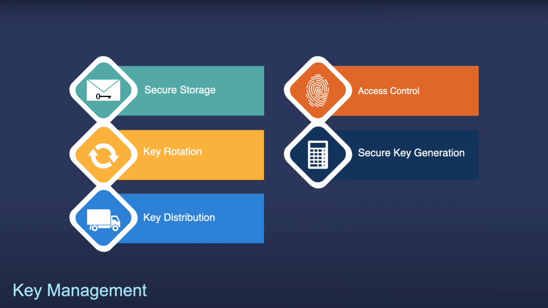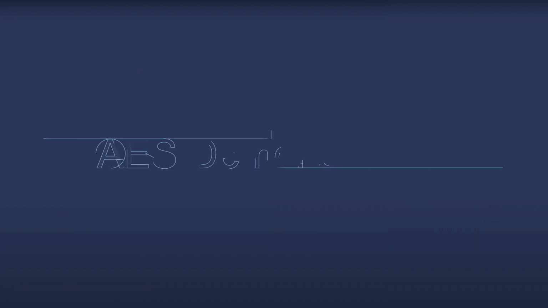Secure key generation. Keys and initialization vectors must use cryptographically secure random number generators, like those in OpenSSL. Weak randomness makes encryption predictable and easier to crack. Backup. Keep encrypted backups of keys, ensuring they're as secure as the originals.